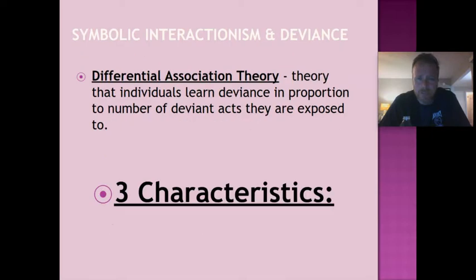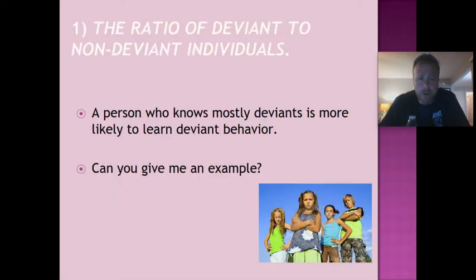All right, so differential association theory here. Basically, you're more prone to learn deviance based on your proportion to the acts that you're exposed to. And there's three characteristics that we look at here. First off, the ratio of deviants to non-deviant individuals. A person who knows mostly deviance is likely to learn deviant behavior.